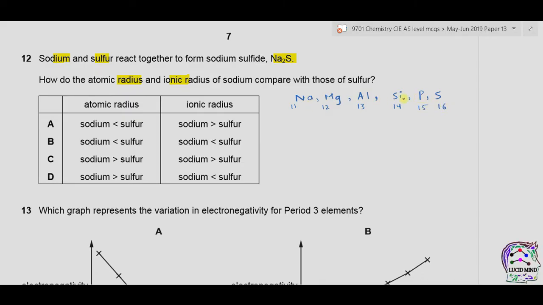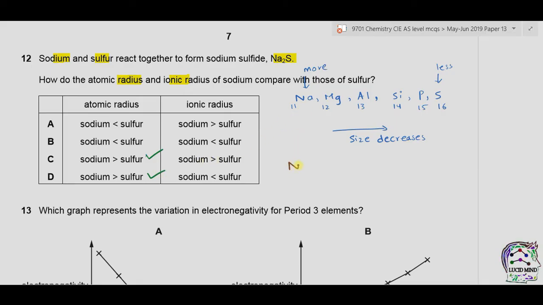As in the same period, the number of shells remain constant, so therefore number of protons are increasing and number of electrons are increasing. So we can say that the electrostatic forces of attraction between nucleus and electrons increase, so therefore size will decrease. So the atomic radius of sulfur will be less than the atomic radius of sodium. So it could be either C or D. Now let's move towards ionic radius.